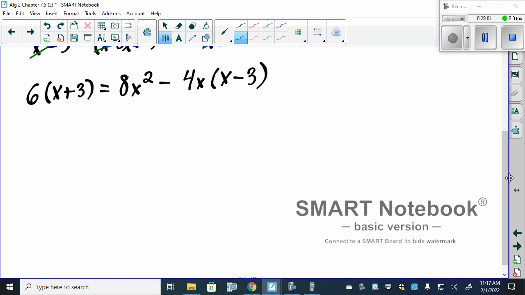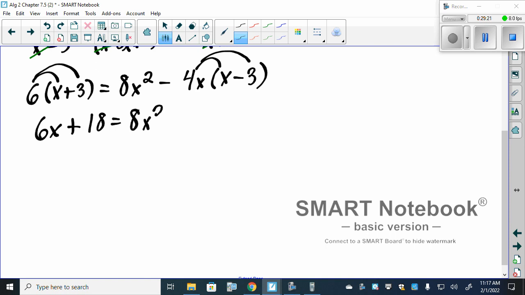Now at this point here, we need to simplify the parentheses. We need to do multiplication first. So here, we're going to distribute the 6, and then we would distribute the negative 4x. Well, 6 times x is 6x, plus 6 times 3 is 18, is equal to, well, 8x squared is not going to change, but negative 4x times x is negative 4x squared. And negative 4x times negative 3 will be plus 12x.